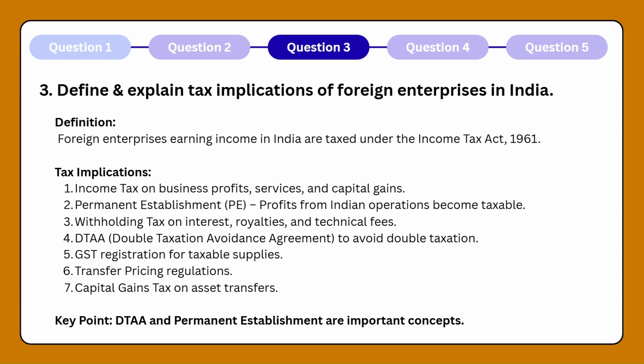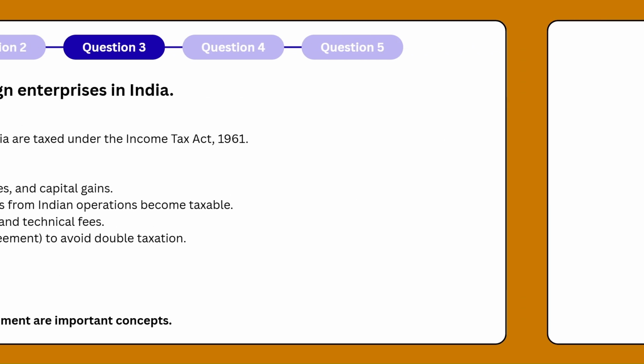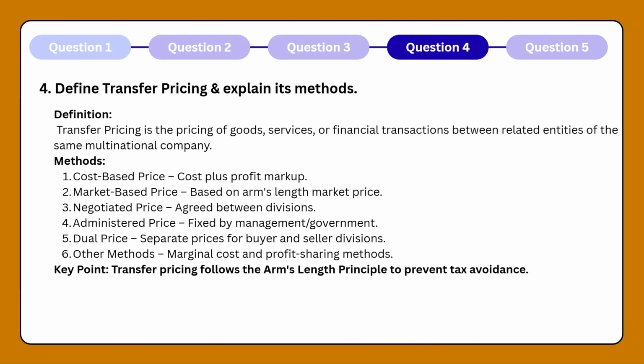DTAA and permanent establishment are the 2 concepts examiners focus most. Define both clearly in your answer. Now Q4, transfer pricing methods are practical and frequently asked.